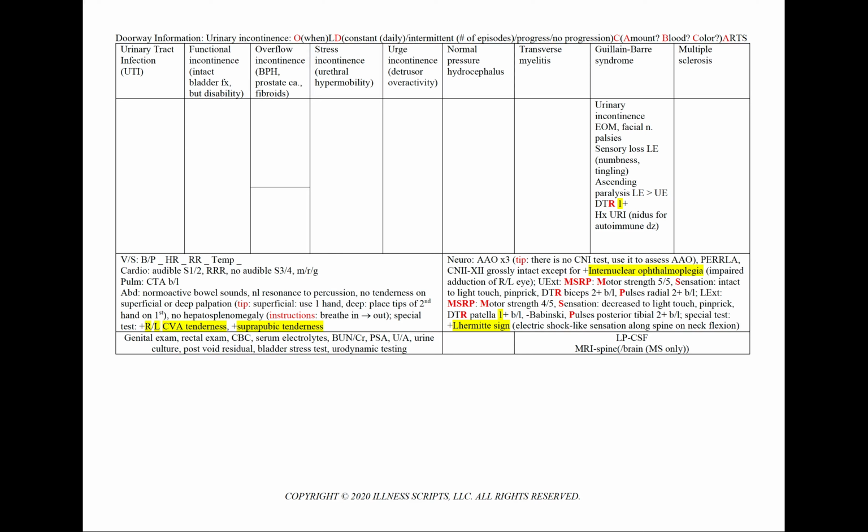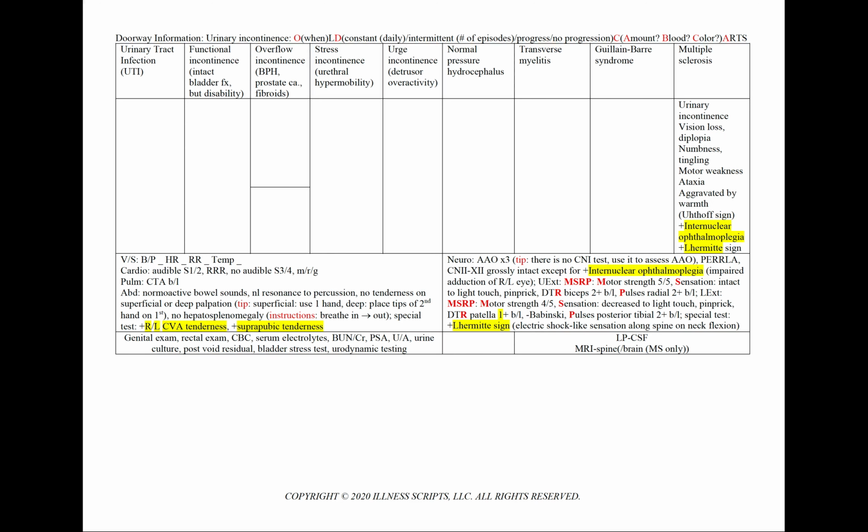the autoimmune disease. And finally, in multiple sclerosis, we'll see urinary incontinence, diplopia or vision loss, numbness, tingling, motor weakness, ataxia, aggravated by warmth and Uhthoff sign. We can see internuclear ophthalmoplegia and or Lhermitte sign. And we'll add here for our workup an LP of the CSF, an MRI of the spine, and now brain.